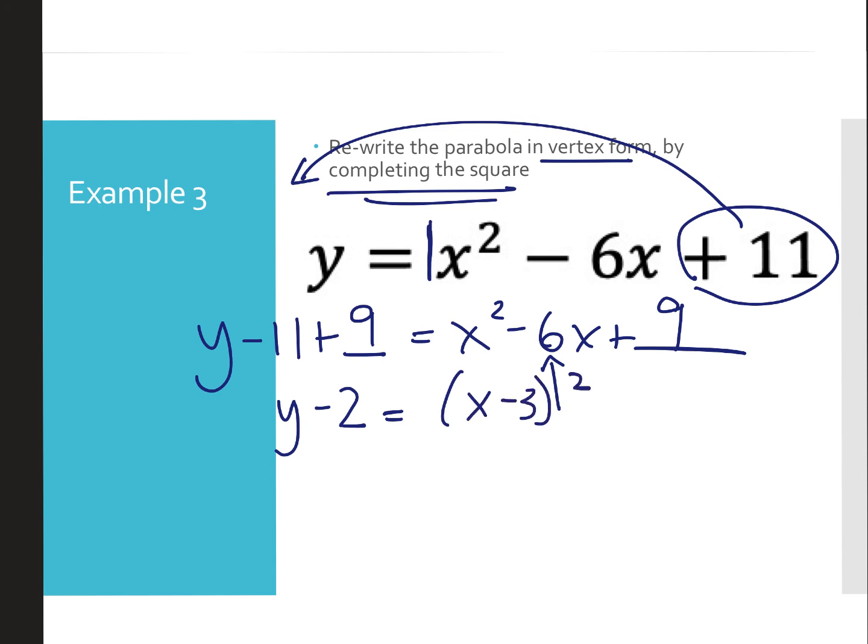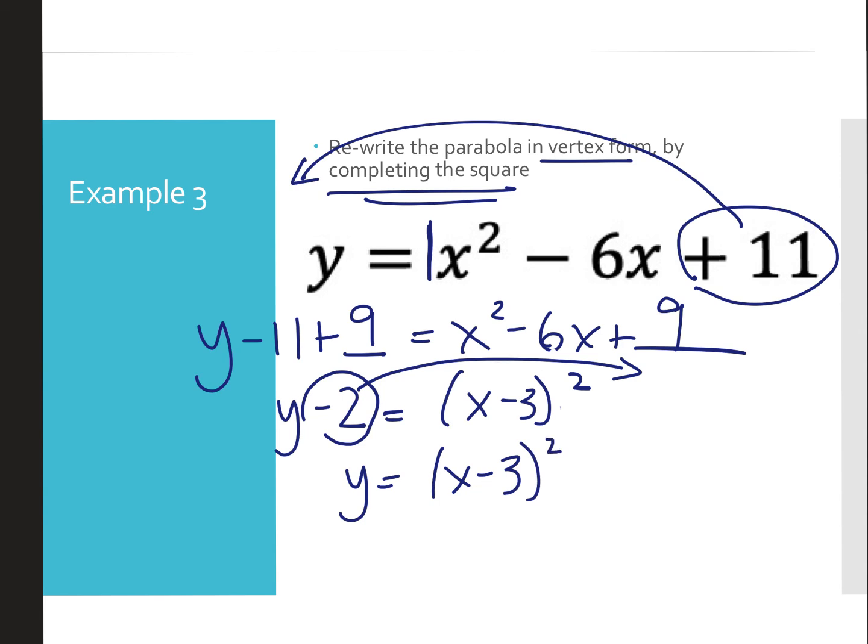Let me get rid of this. This is kind of in the way. One sec. There we go. So then all I have left to do, because I'm not solving here, I'm just rewriting, I'm going to move this back to the other side. So I have x minus 3 quantity squared plus 2.